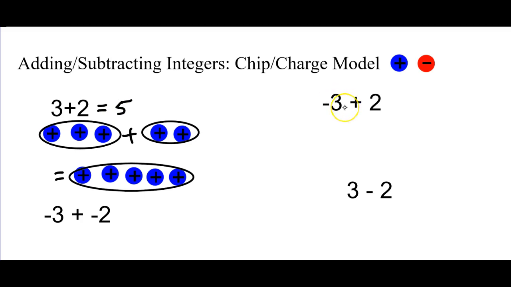The next thing we got here is -3 plus 2. So when we start throwing in negatives, that's when we're going to start using the red chips here, or if you're drawing it, you don't have to color it in, just a circle with a minus in it will work. I've got 3 negatives, and I have 2 positives.